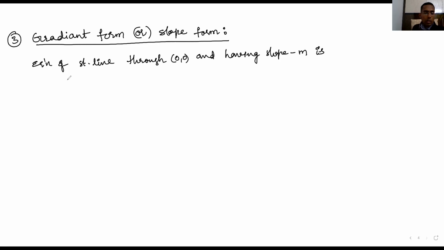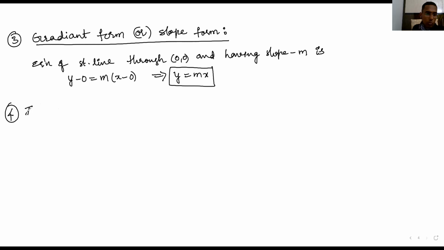See, y minus y1 equal to m into x minus x1, so that implies y equal to mx. Whenever you have y equal to mx, immediately you should understand the constant is not there, meaning it is passing through origin. So what is gradient? Slope only. Another name for slope is gradient. Okay, that is one. And another is previously slope intercept form.